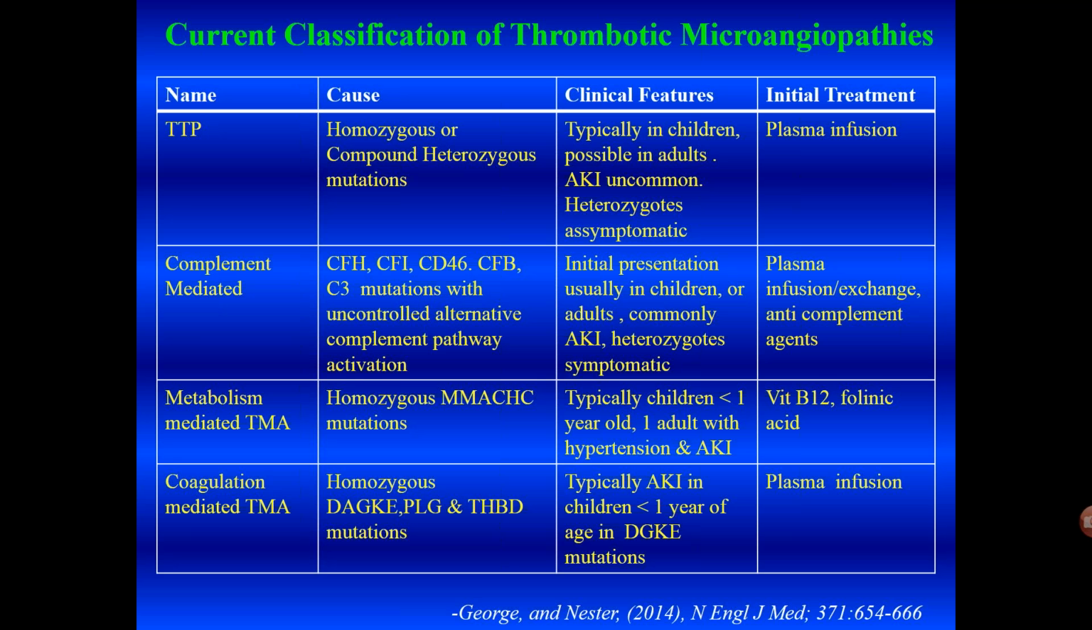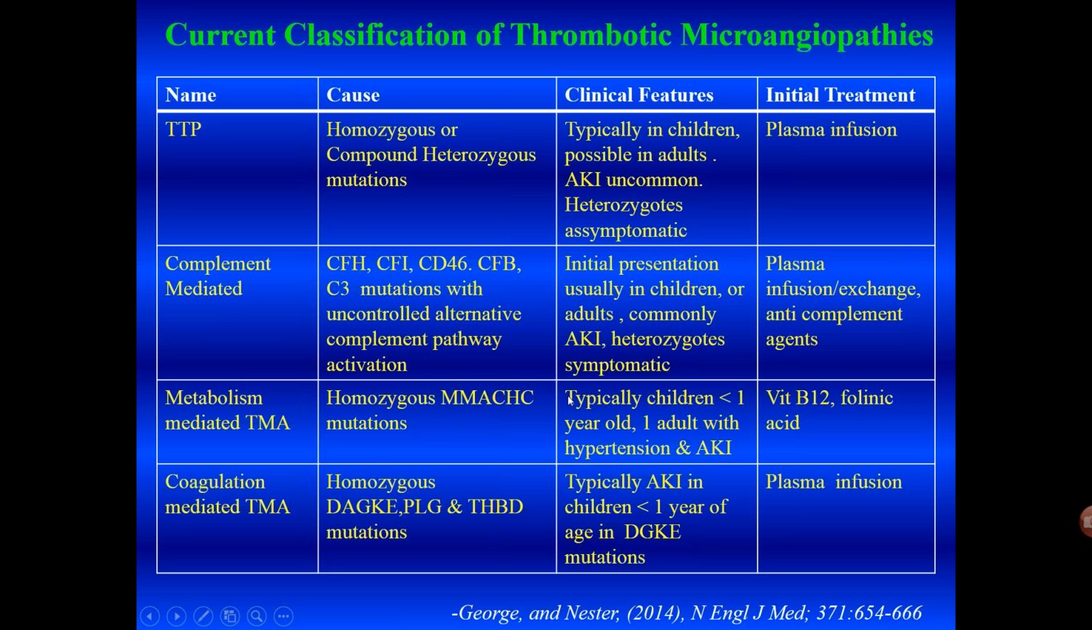We have a patient who has a genetic susceptibility and a second hit, which is a trigger, which produces the clinical syndrome. Now, this is the current classification, and it appeared in 2014 from James George and Carla Nester. What it says is, the word here used is thrombotic microangiopathies, indicating that the whole group of diseases has thrombotic microangiopathy as a common thread. If you have TTP, then you have homozygous or compound heterozygous mutations in ADAMTS13, and the treatment is plasma infusion.